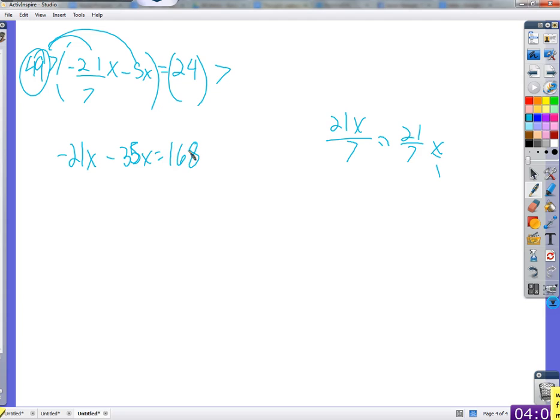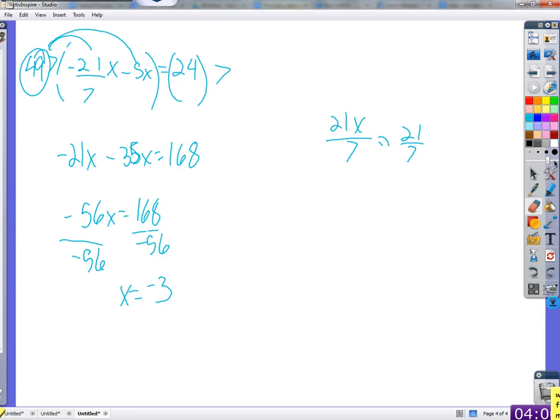Chauncey? I didn't say anything. I'm just asking. Oh. You could combine the x's. Yep, combine the x's, that sounds good. Negative 56x equals 168. And then? Divided by 56. Does that come out nicely for us? Negative 3. Negative 3. Cool.